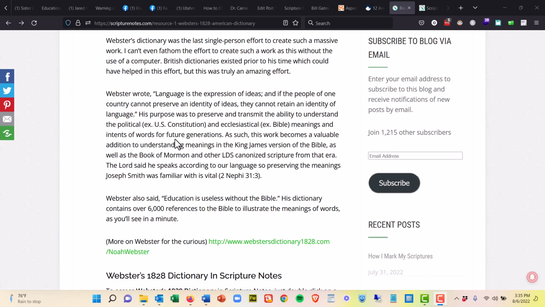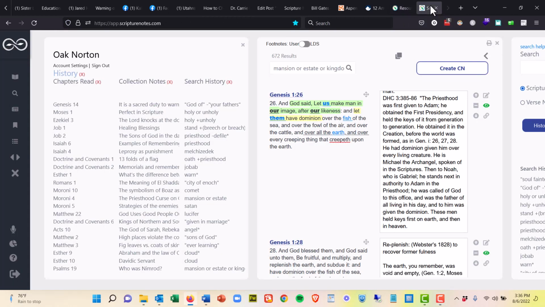For example, the United States Constitution has certain language embedded in it that had a certain meaning at that time, and they didn't want that to be changed over time, which was incredibly insightful of them to realize that all somebody has to do is change the definition of a word and they change the meaning of what they were trying to convey at that time. And the same thing is true of Bible language as well. And so his 1828 dictionary, which is an amazing work, is preserved in Scripture Notes as follows.